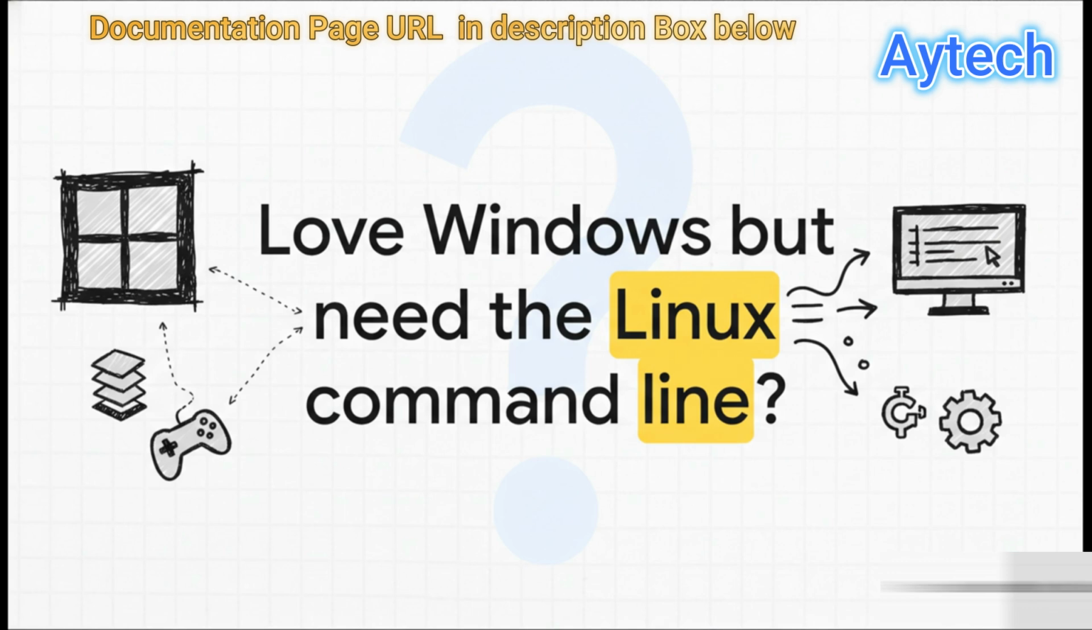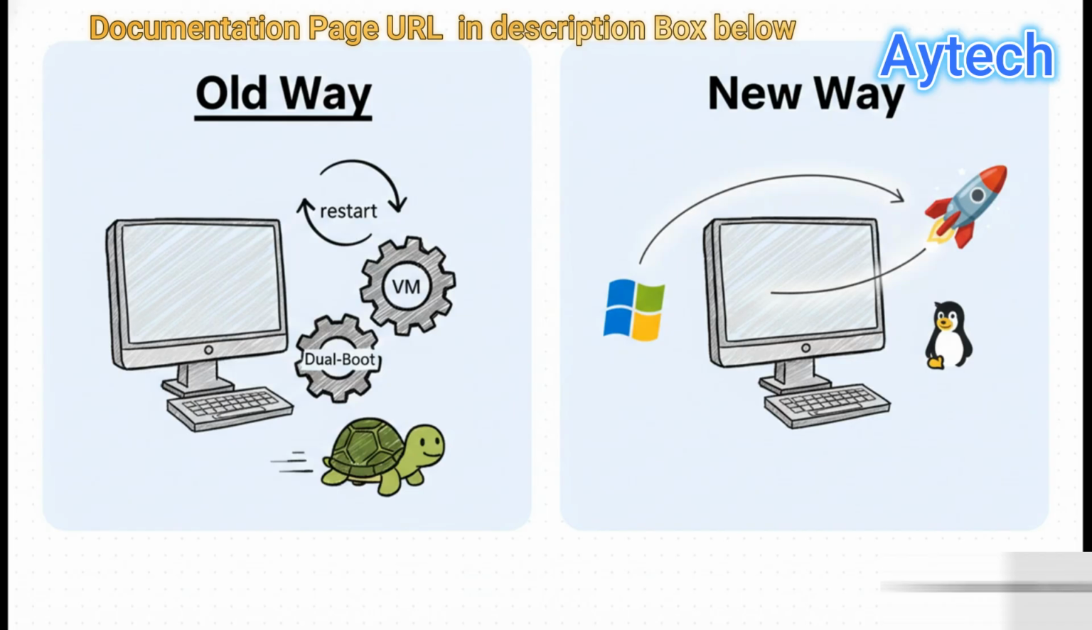So what's the solution? Well, for years, the answers were, let's be honest, pretty clunky. You could set up a dual boot, which meant restarting your entire computer every single time you needed to switch. Or you could fire up a heavy virtual machine that would just chew through your RAM and slow everything down. But now there is a much, much better way. The Windows Subsystem for Linux, or WSL. It is fast, it's deeply integrated, and you never have to restart anything.